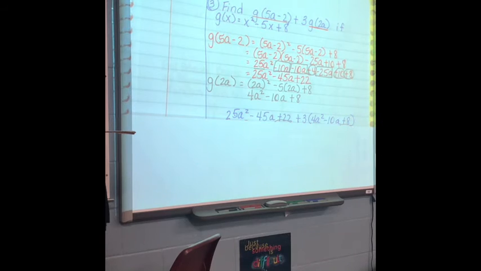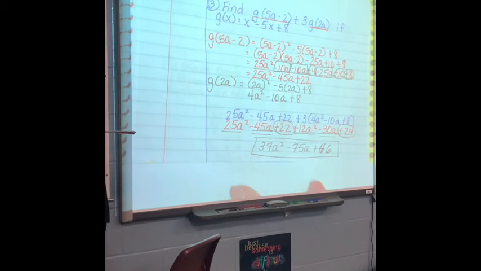Does everybody see that? And the only other part I need to do now is two pieces. I'm going to distribute and combine like terms. So I distributed and combined like terms, and there's the final answer.